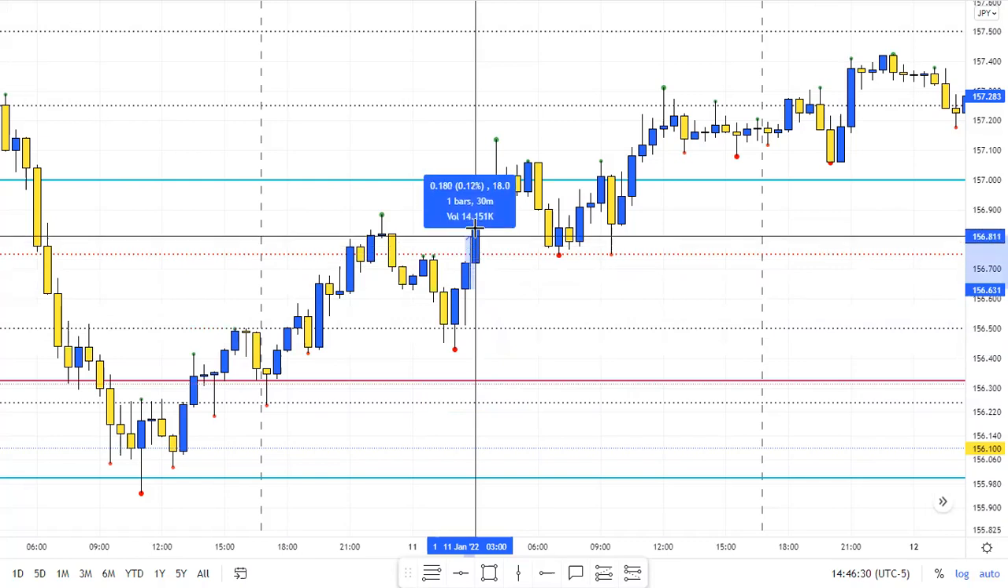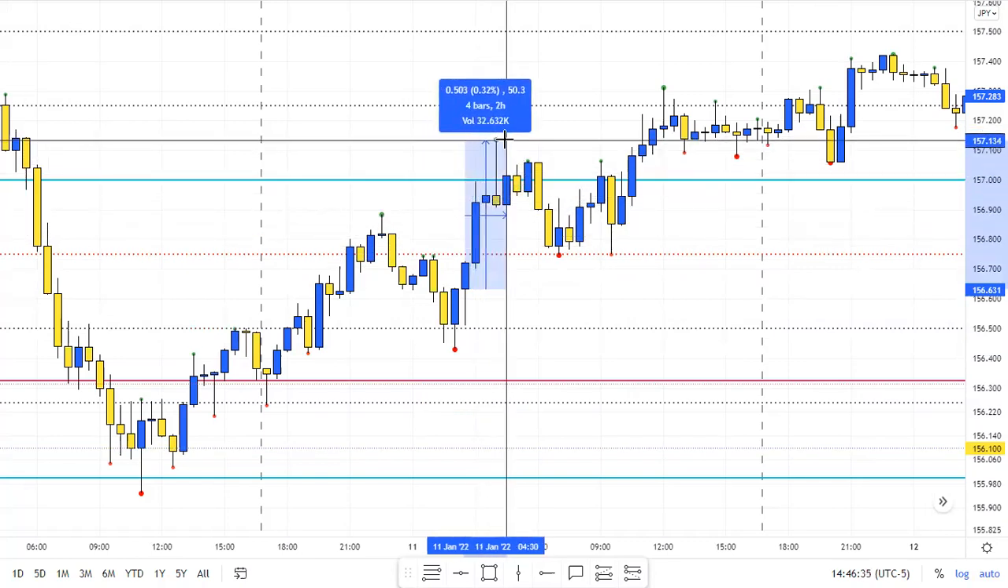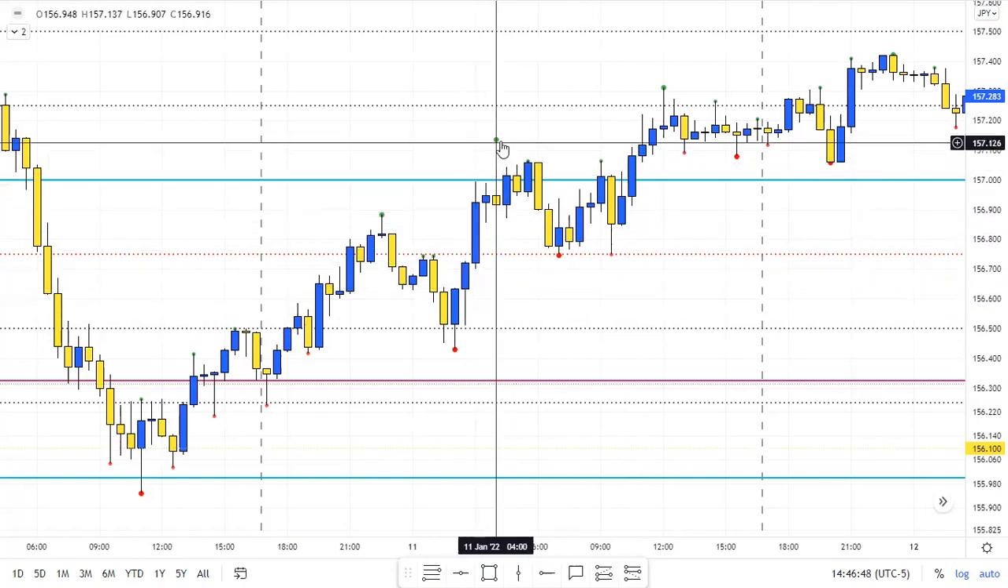A 20 pip stop loss, you would have been okay because you're not over leveraging. And if you held that, that was a 50 pip move. 50 pips for me is I'm done for the week. I catch 50 pips, I'm done. 10 pips a day, I'm done for the week. That's it. So that was your move during London session.